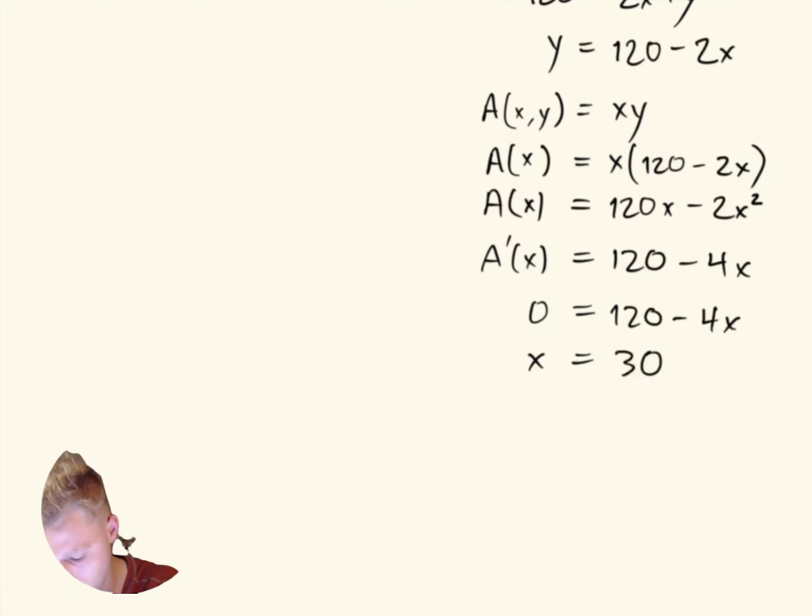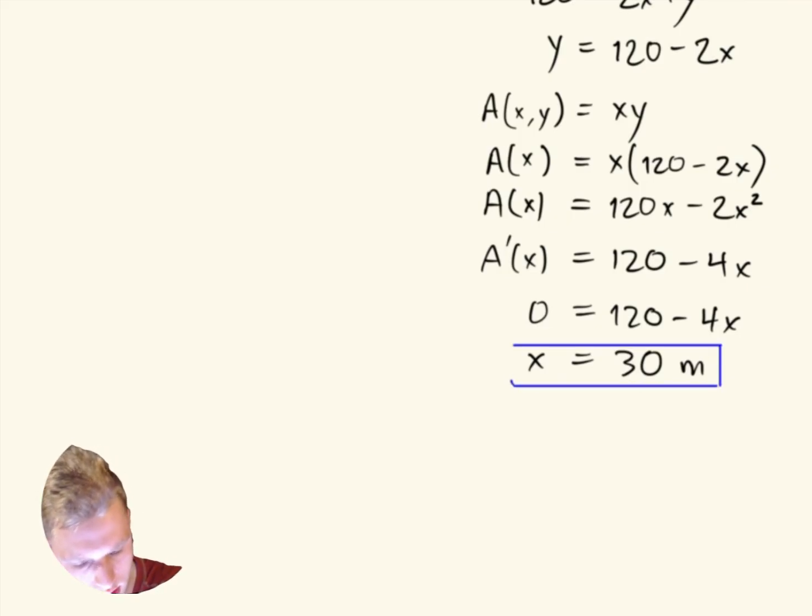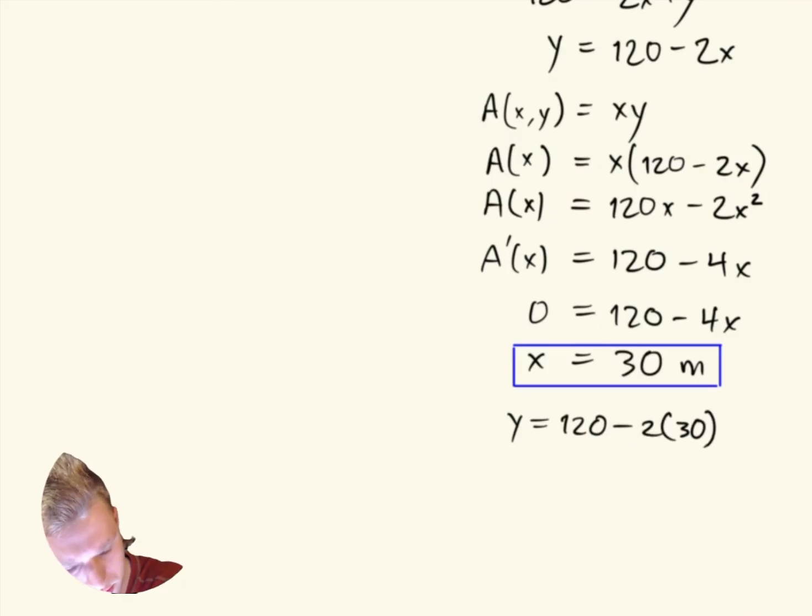Right, so we have this one. Let's put the units in too, right? And how can I draw a nice rectangle? There we go, a nice clean rectangle. And now we need to solve for y. We have y is equal to 120 minus 2 times 30. And so we get y is equal to 60.